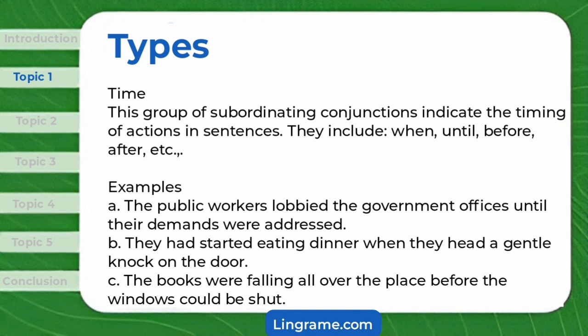Time. This group of subordinating conjunctions indicate the timing of actions in sentences. They include, when, until, before, after, etc. Examples. The public workers lobbied the government offices until their demands were addressed. They had started eating dinner when they heard a gentle knock on the door. The books were falling all over the place before the windows could be shut.